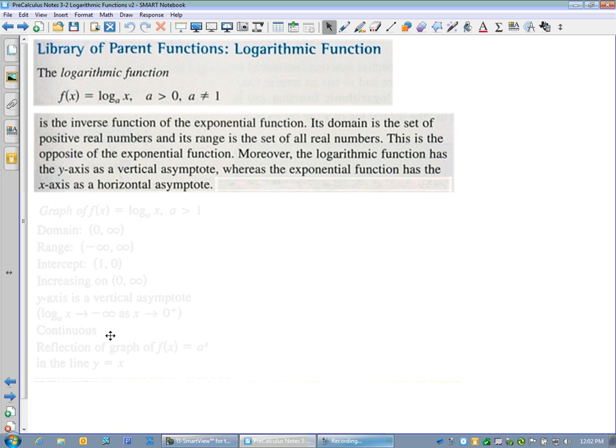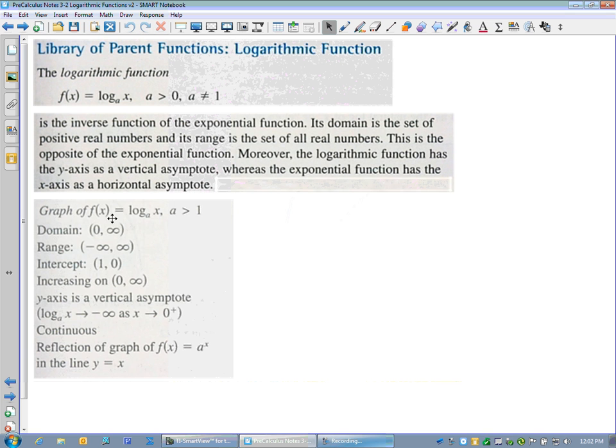So if we look at the properties, again, we have f of x is log base a of x, where a is greater than 1. We're going to look at the one where we're dealing with a being greater than 1. So here we have the domain is going to be from 0 to infinity, because as far as an input value for x, and this is called the argument of the logarithm. What you're taking the log of is the argument. Your argument must be positive, and so you can't take the logarithm of a negative number.